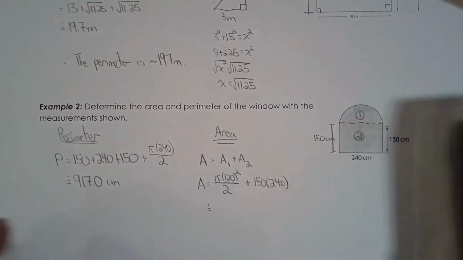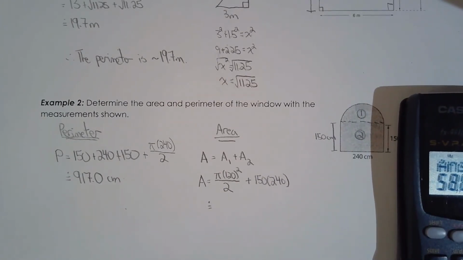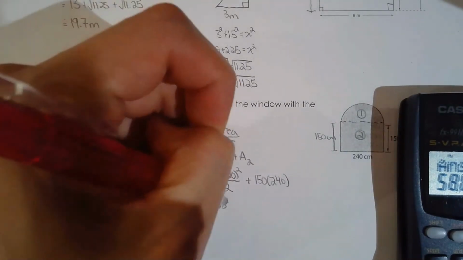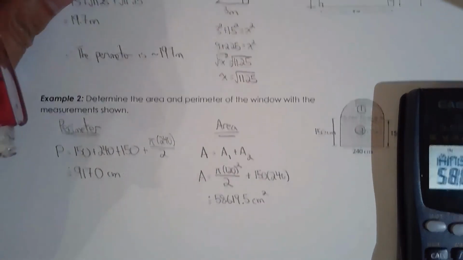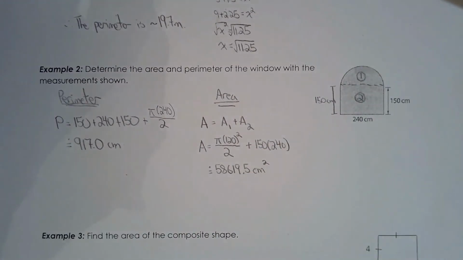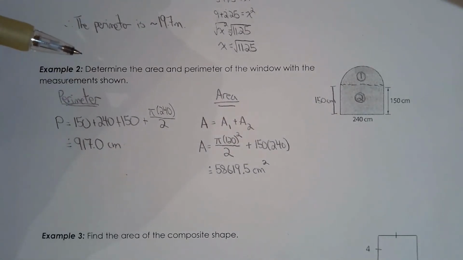Punch out in your calculator, and then we're good. So we're looking at, whoa, this is huge, 58,619.5 square centimeters. This is a pretty big window. I'm just checking the calculations because this is a very big number. Is that a reasonable value?